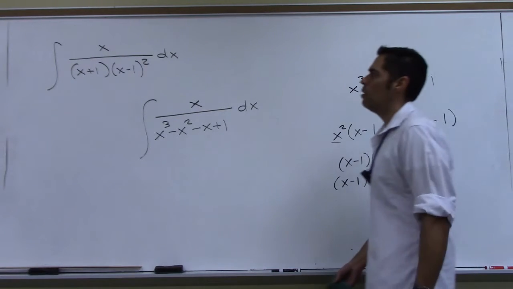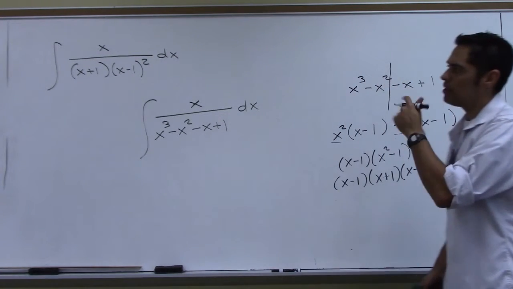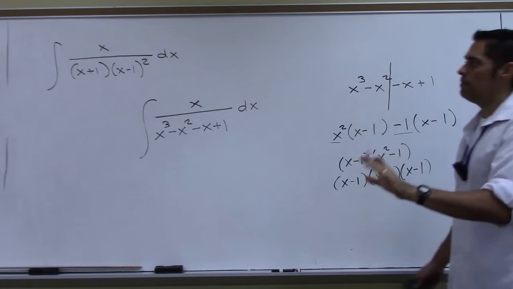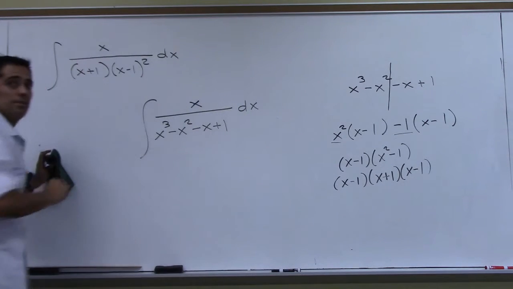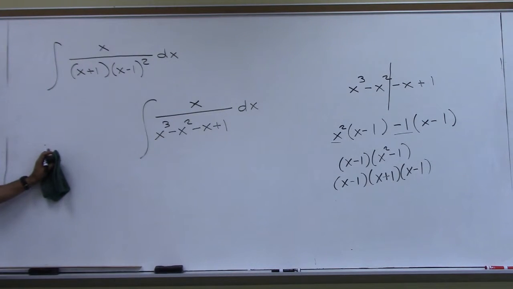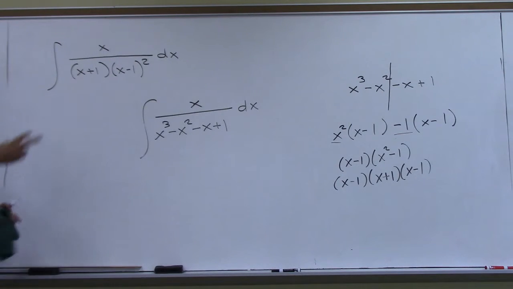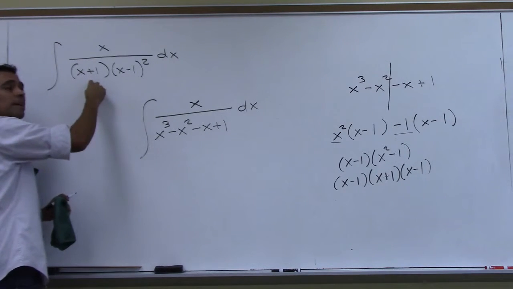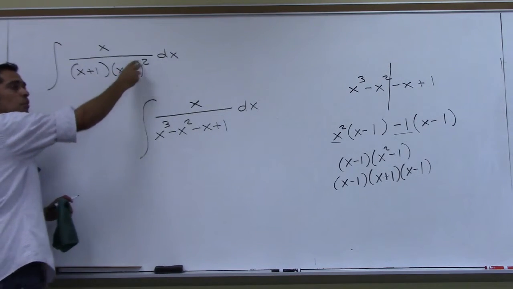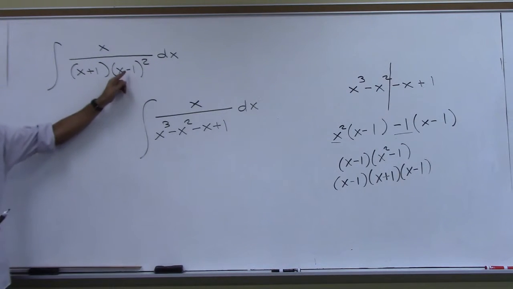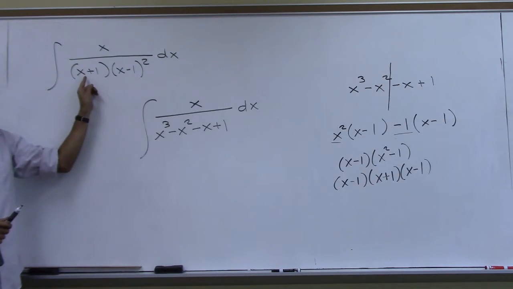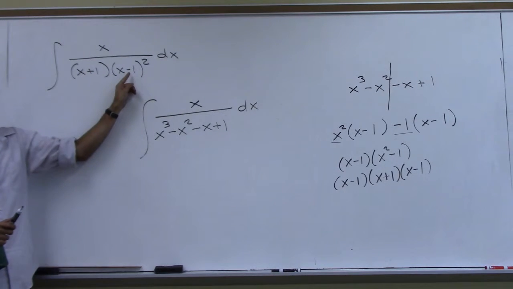U-sub probably won't work here, only because one on the bottom is x plus 1, the other one's x minus 1. But in the last problem, we had distinct linear factors, didn't we? Do we have distinct linear factors here? Well, x plus 1 is a distinct linear factor. x minus 1 is different than x plus 1. It's a linear factor, but it's squared. So we call this a repeated linear factor. Distinct linear factor, repeated linear factor.